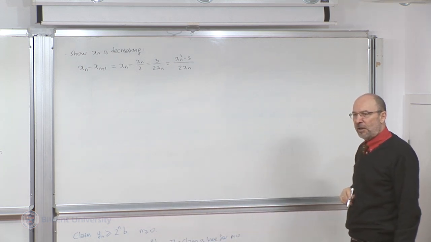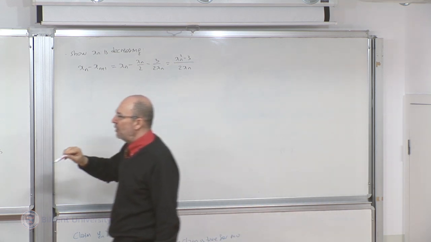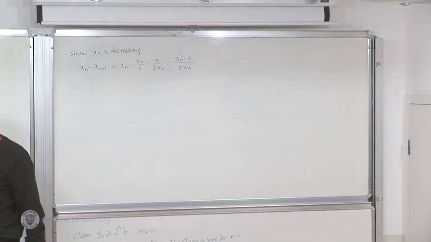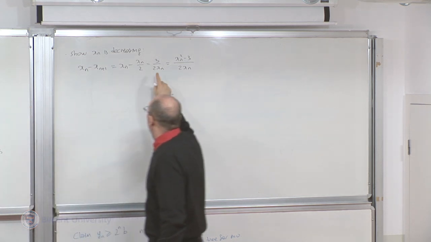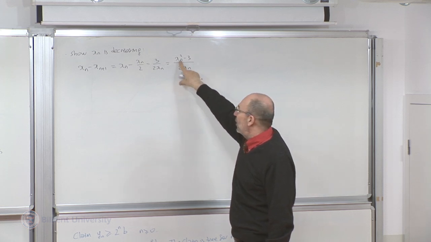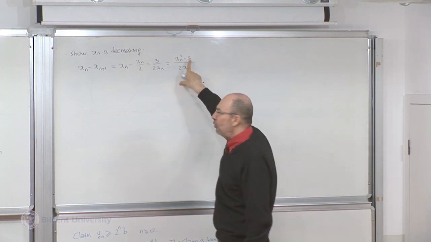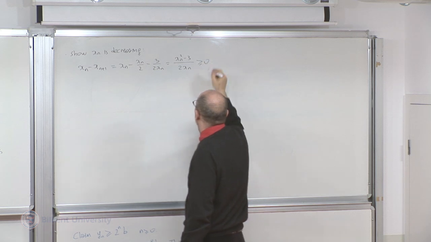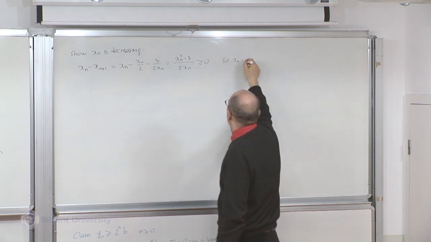Okay, so at this stage, I need this precise statement. x_n is always larger than 0. It is bounded from below. But when I come here, I want to show that this is positive. So here I need to know that x_n squared is always larger than or equal to 3. So this is positive. So x_n is decreasing.